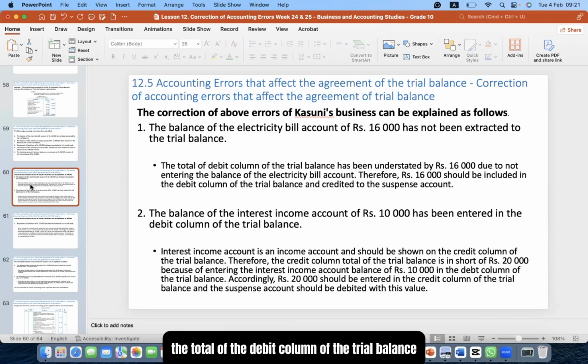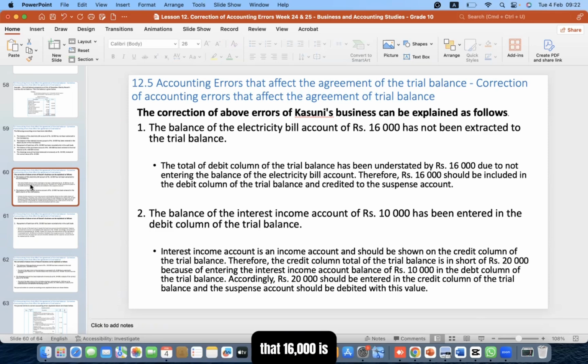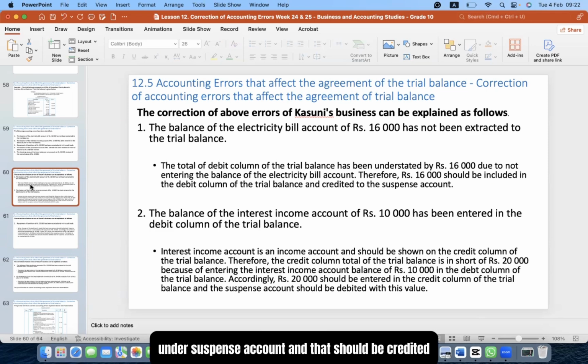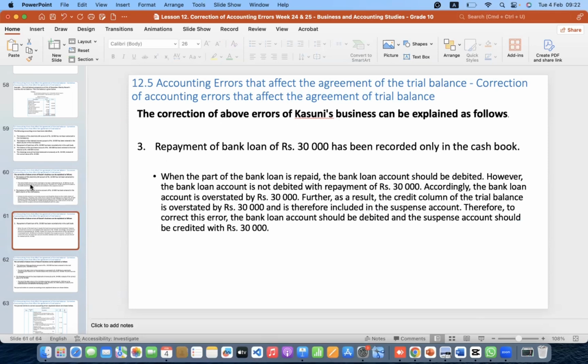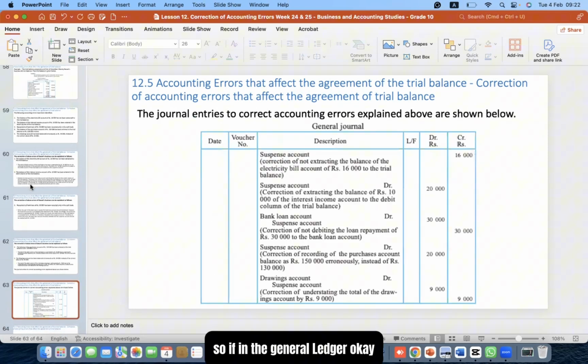The total of the debit column of the trial balance has been understated by 16,000 due to not entering the balance of the electricity bill account. So therefore, that 16,000 is included in the debit column of the trial balance under the suspense account, and that should be credited. So in the general journal, you should correct it like this. The suspense account had a debit balance because you have not included it, so you have to credit it like this, 16,000.